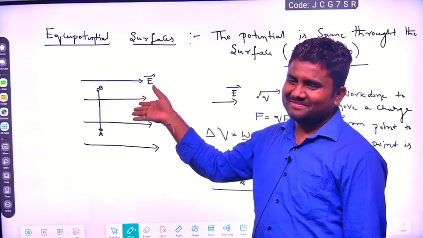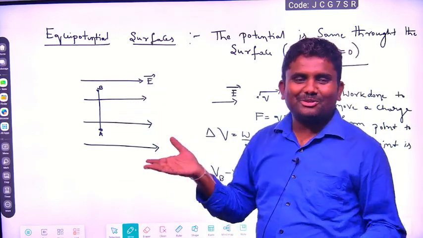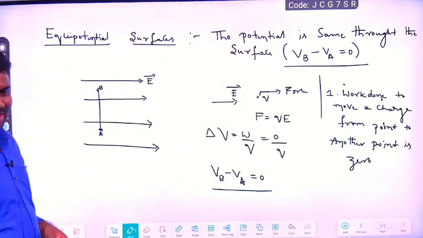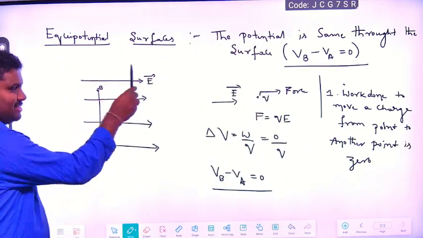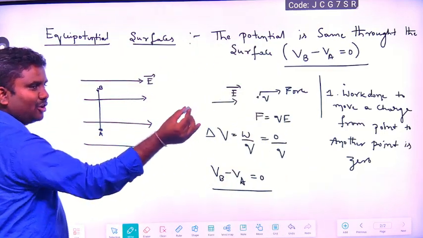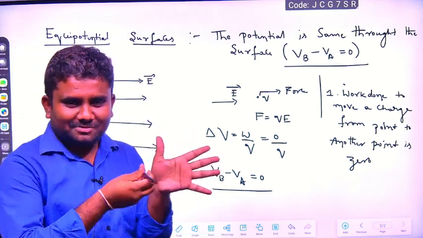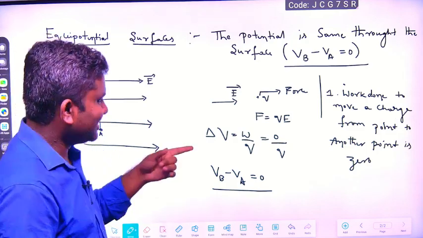Electric field lines are perpendicular to the surface area. Surface area, how will it be? Area vector, how will it be? The area vector will be normal. Correct, right? Now electric field lines are perpendicular to the surface, along the area vector. Okay, that is the second point.